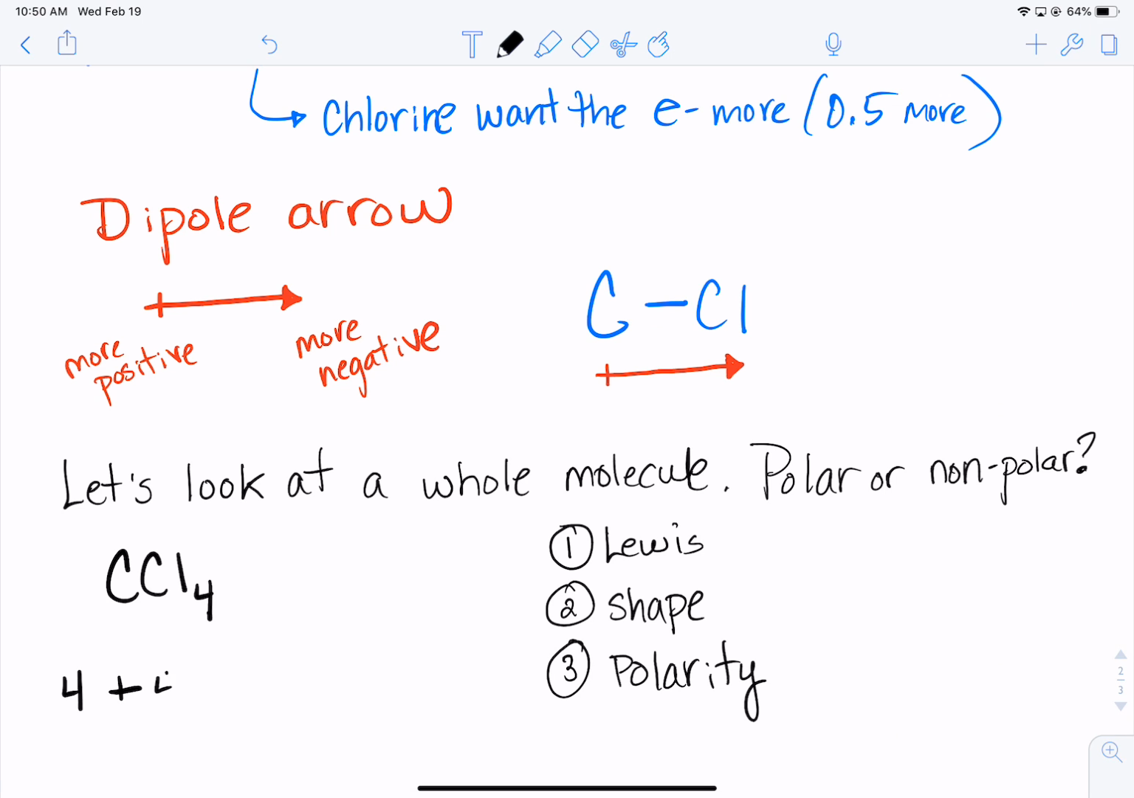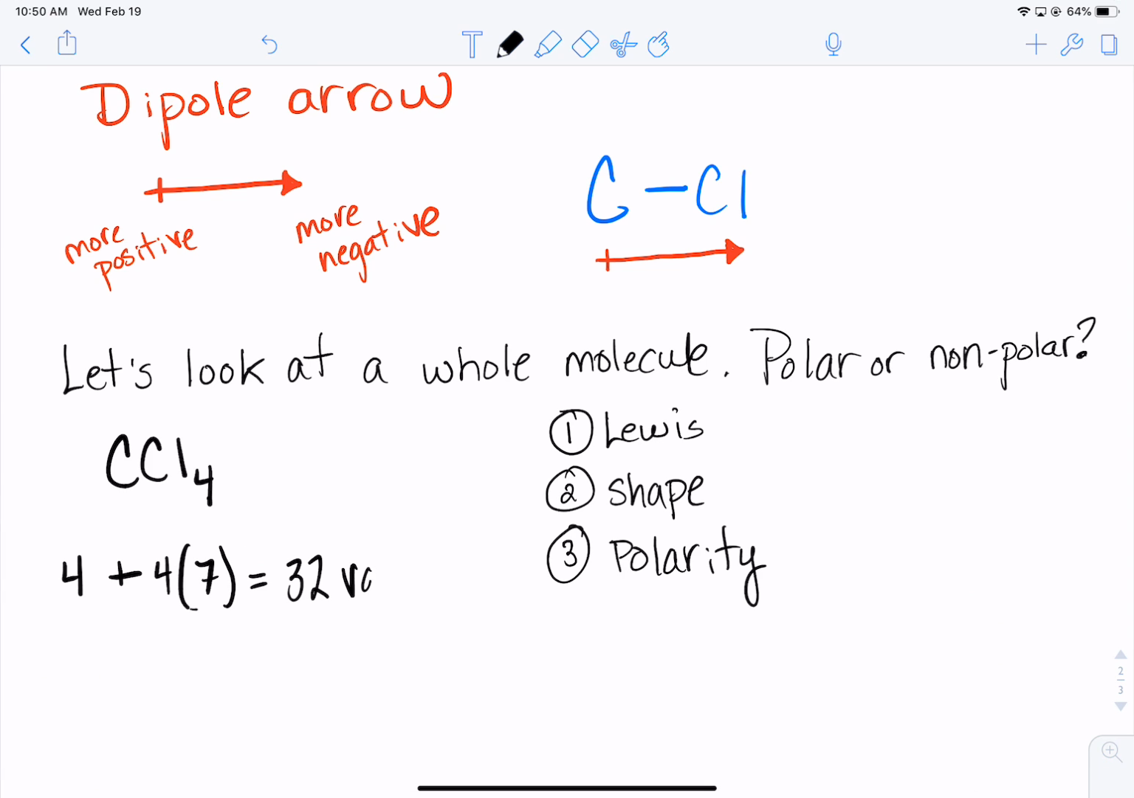We've got 4 chlorines. How many valence electrons does chlorine have? 7. Good. For a grand total of 32 valence electrons.